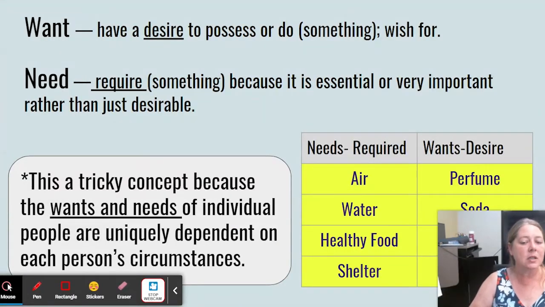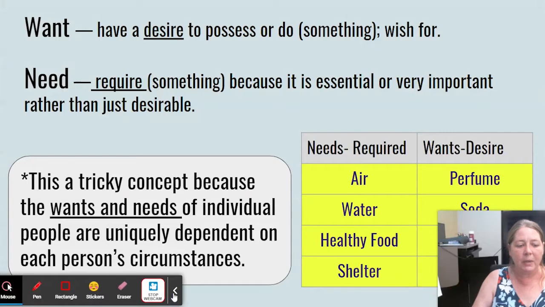All right, so let's start off by talking about a want versus a need. A want is to have a desire for something, to wish for something. A need is a requirement, something that you must have, something essential. It's more than just desirable.